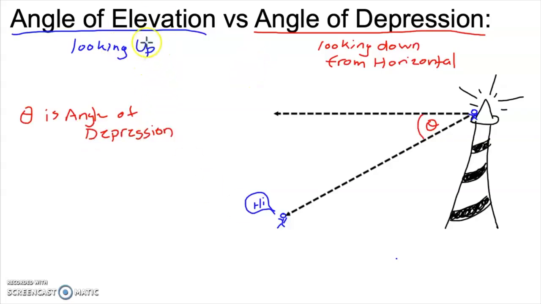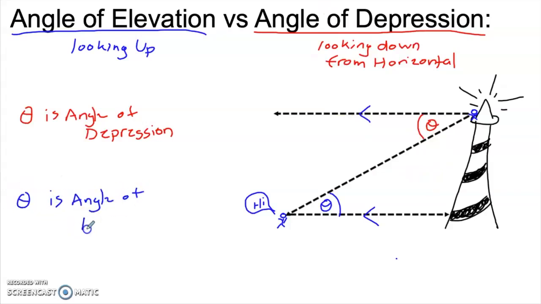Now an angle of elevation is looking up. Again, from what? Still from horizontal. You're looking up relative to horizontal, which means this would be an angle of elevation, looking up at us on the lighthouse. Our friend down here would be looking at an angle of elevation to get to us. I'm going to use theta again because I'm going to claim those angles have to be the same. Think about why for a second. If this line is horizontal, and this line is also horizontal, those have to be parallel lines. Which means these two angles, the angle of elevation here and the angle of depression here, are alternate interior angles. Theta in blue is the angle of elevation.